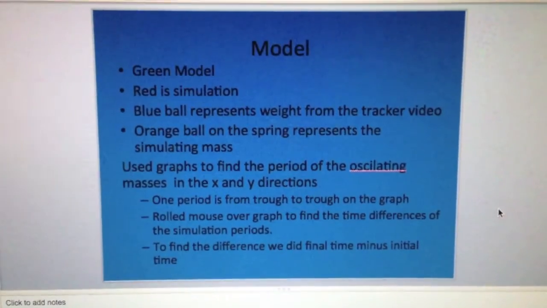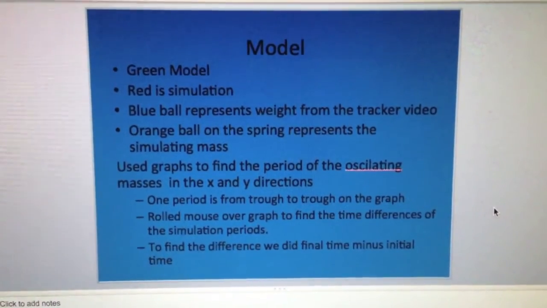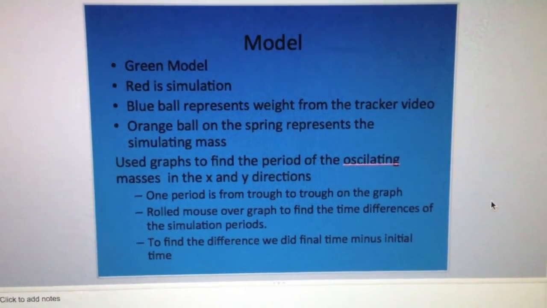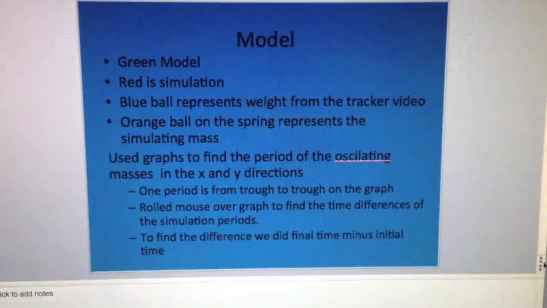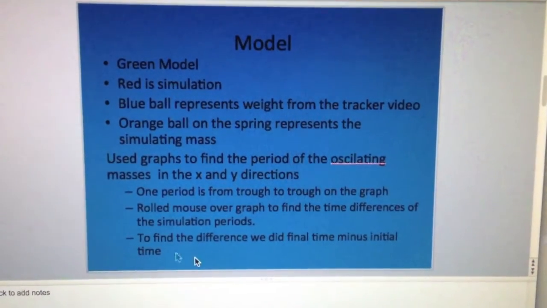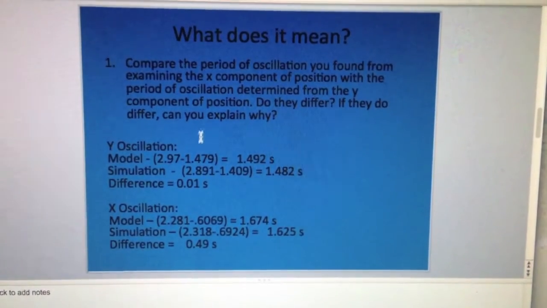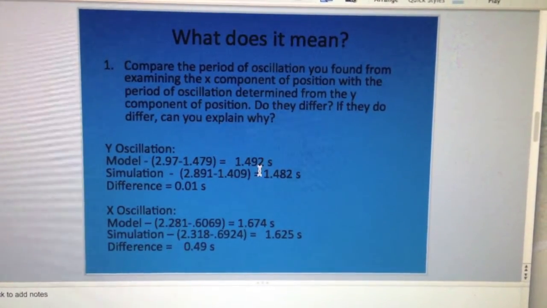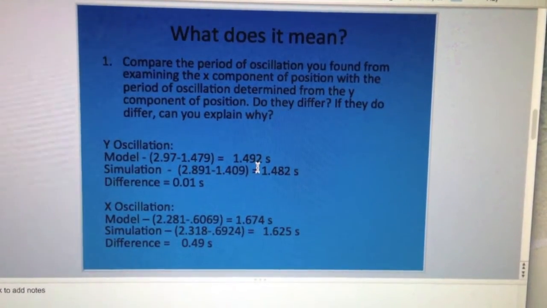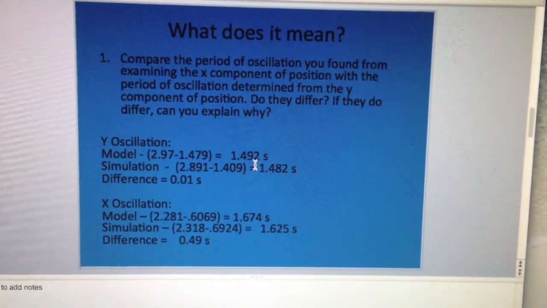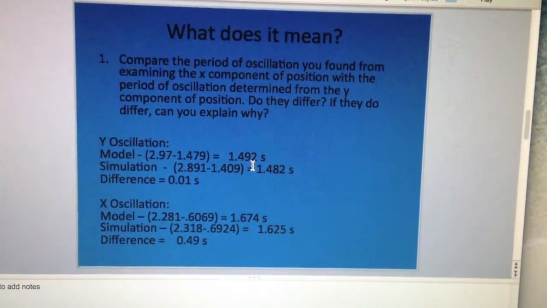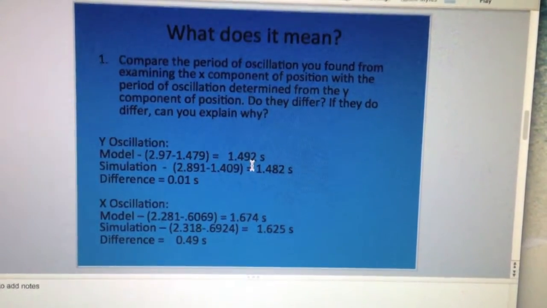We used one max point to another max point, which is from trough to trough on the graph, and we rolled our mouse over the graph to find the different time differences of these simulation periods. So that kind of answered our first question over here. So we got our first one to be 1.492 seconds, and our simulation to be 1.482 seconds. There's not much of a difference there, it's just 0.01, so that proves to be very well.